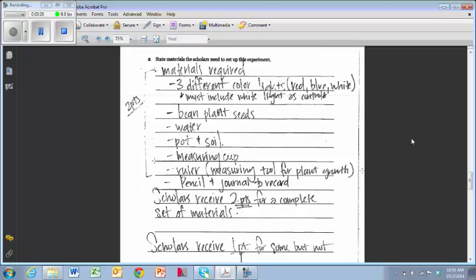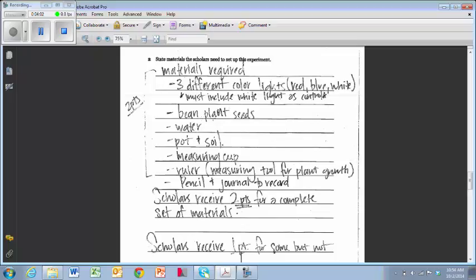Some things to note that scholars may leave out that we've seen in the past from previous school years is that scholars must include some sort of control group. So red light, blue light, and then some kind of control. So for example, including a white light, or including sunlight as one of the controls. Another thing that we see that scholars often omit from this materials list is the water. In order to grow plants, they must start with water and add water at least once a week or twice a week, so they must put water in here somewhere.